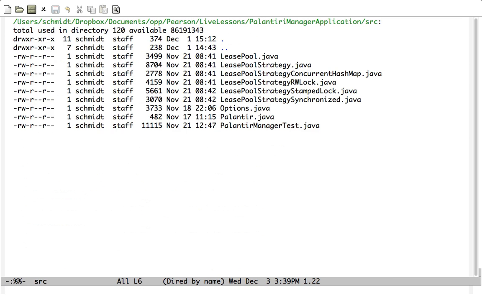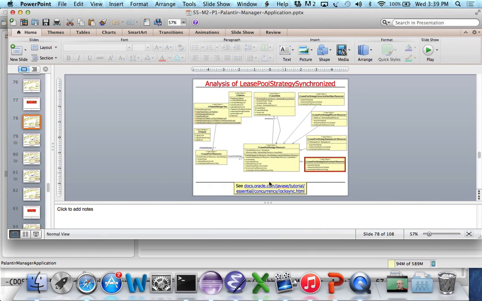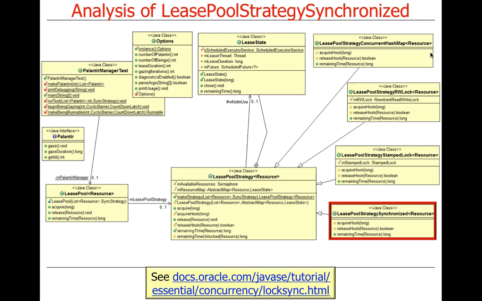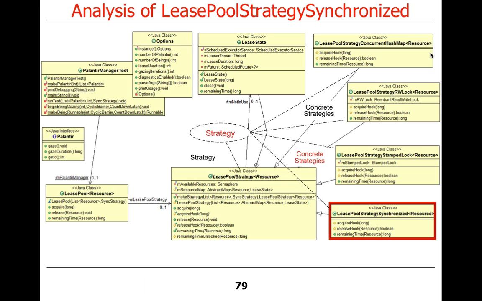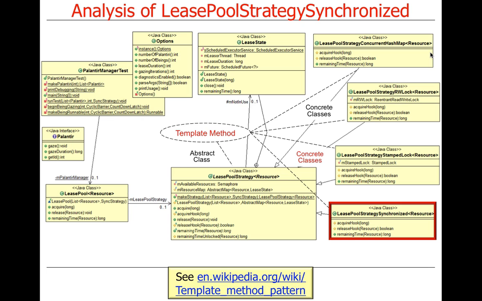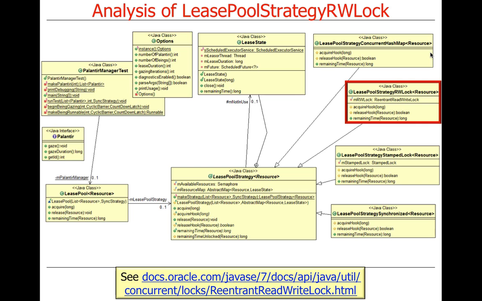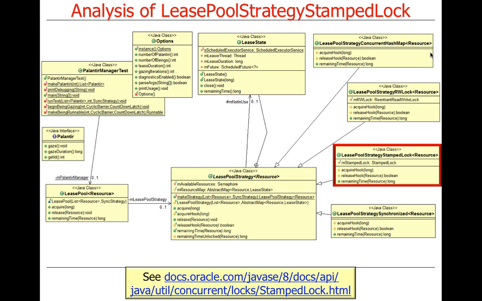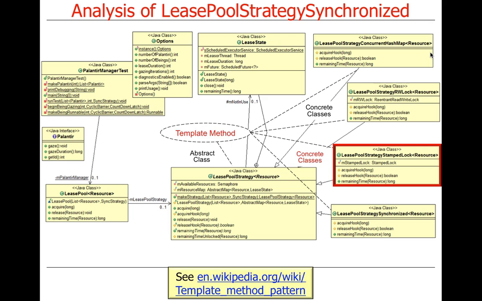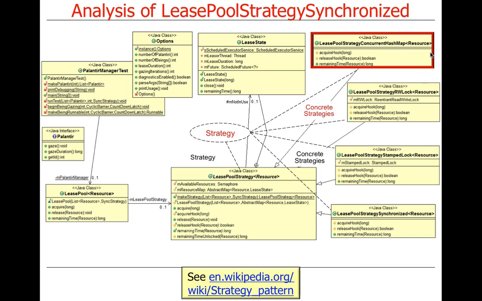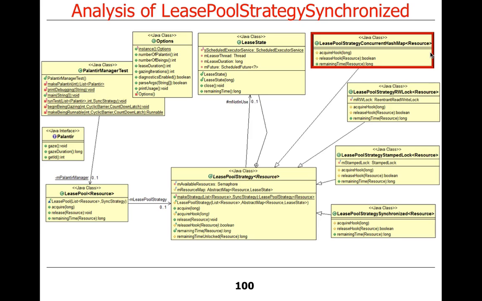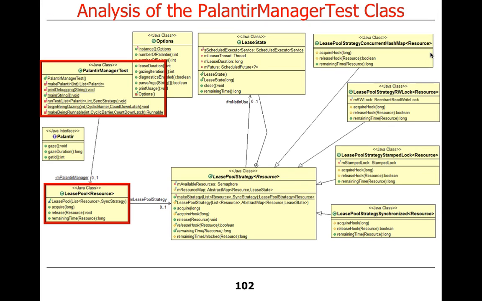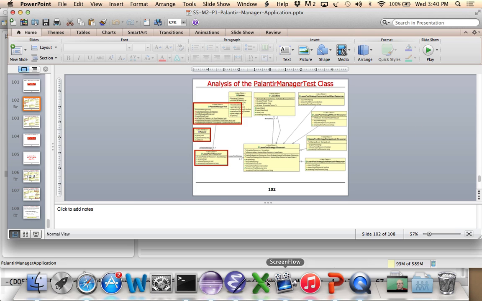All right. So that's basically LeasePoolStrategy. Now let's come over here and we'll take a look. I'll probably just quickly go through all these. They're all basically the same. So we have LeasePoolStrategySynchronized. We have LeasePoolStrategy RW lock. We have LeasePoolStrategy stamped lock. And we have LeasePoolStrategy concurrent map. So I'll show you the code for all those things. They all do basically the same thing.